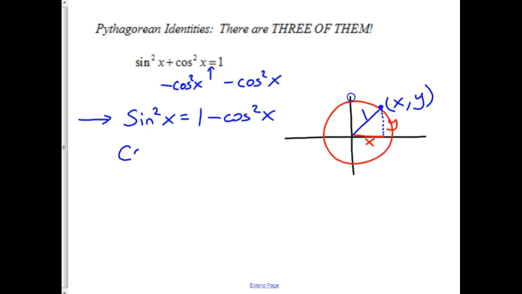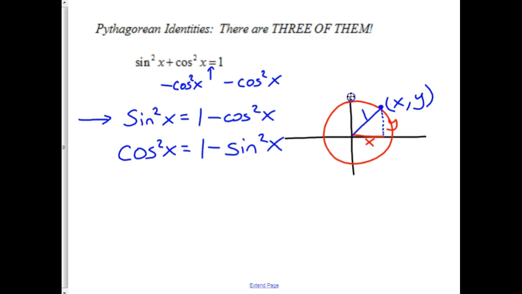It would look like this. Cosine squared x equals 1 minus sine squared x. Just like that. Okay? That's another one I want you to write down, just so you can have it visually on your notes, so whenever you see it, you understand what it is.